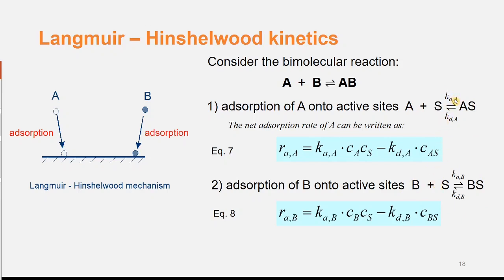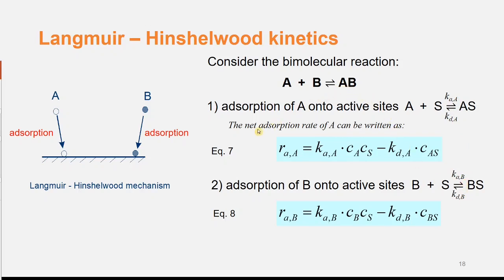Note the notations for the rate constants. As before, we are using small a and d to indicate adsorption and desorption. But now, there are more than one adsorbed species, so we need to indicate whether the rate constant is for component A, B, or the product AB.